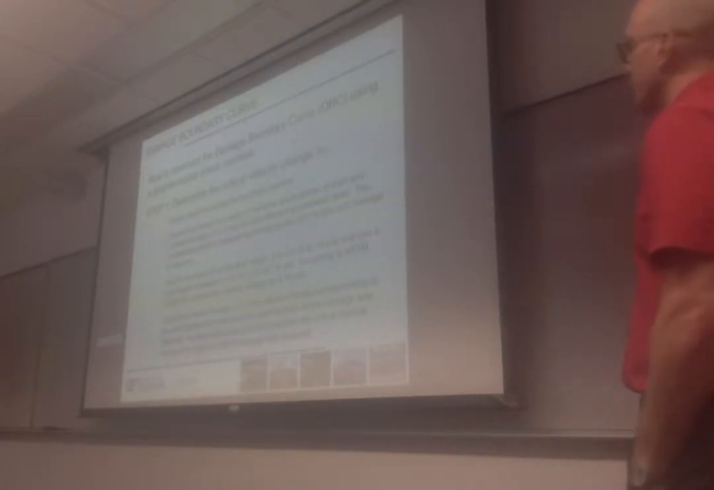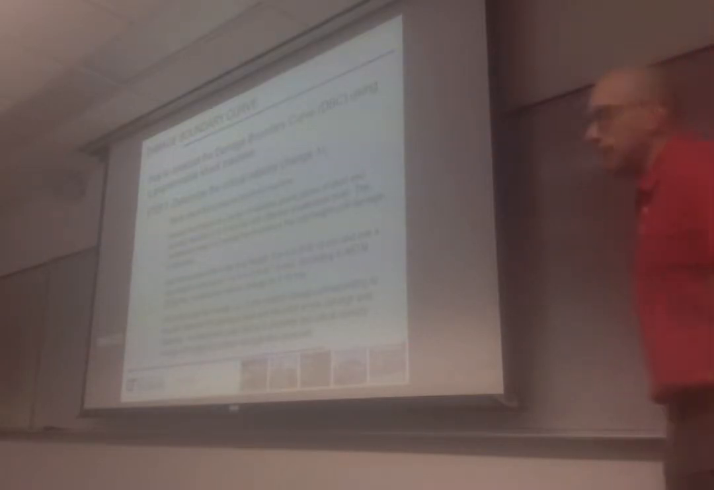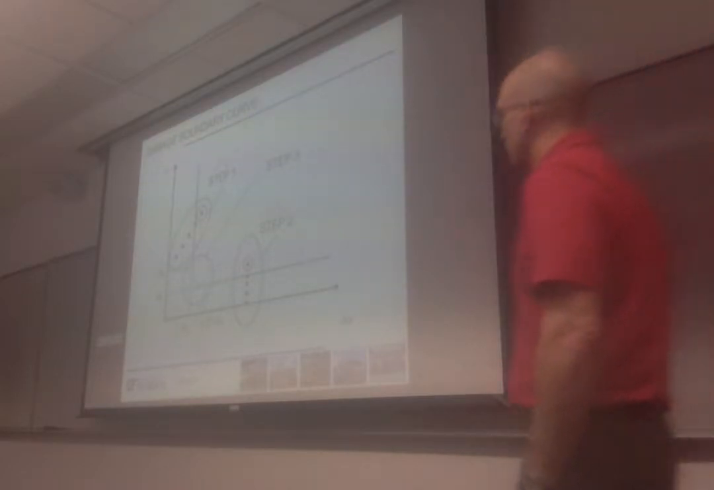So how do we construct a damage boundary curve? Using this, there are different steps. Step 1 is to determine the critical velocity change. I'm going to jump from slide to slide quickly just to show you. You have a graphic here that illustrates almost everything. That's the last slide, I think.